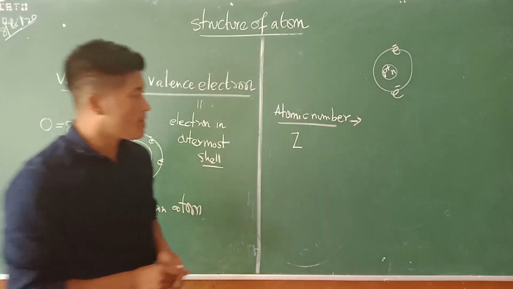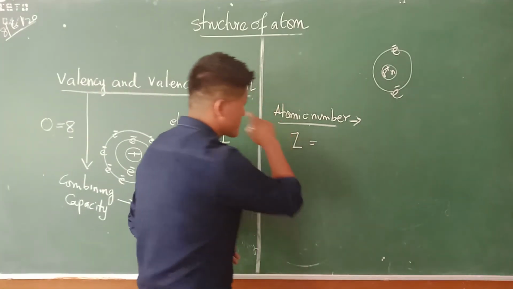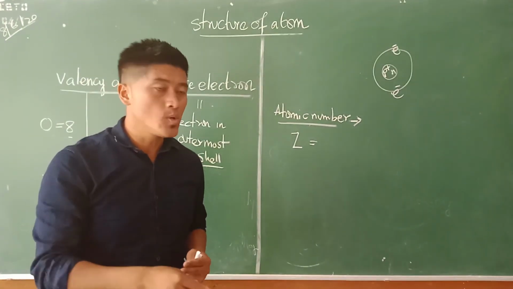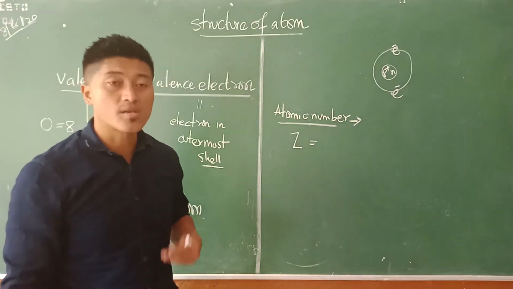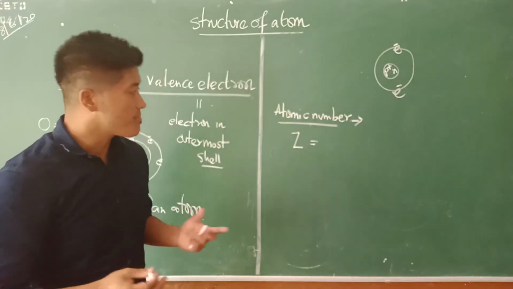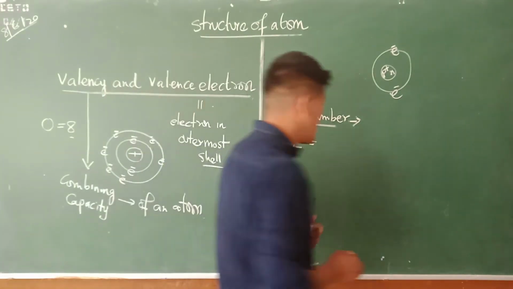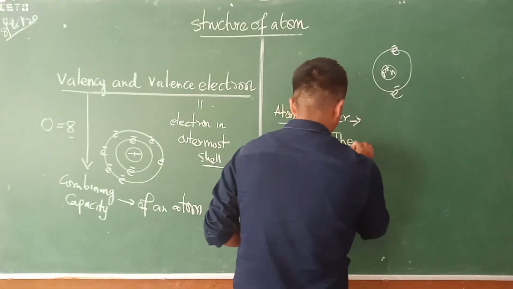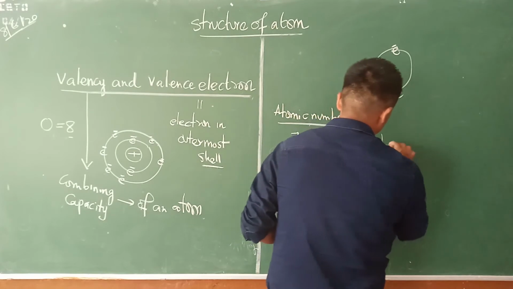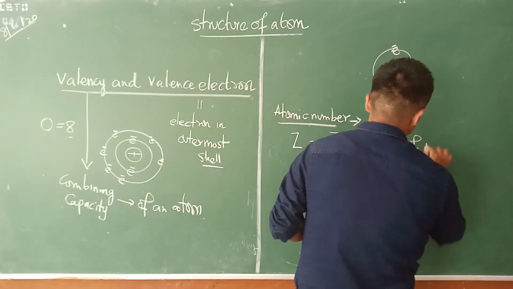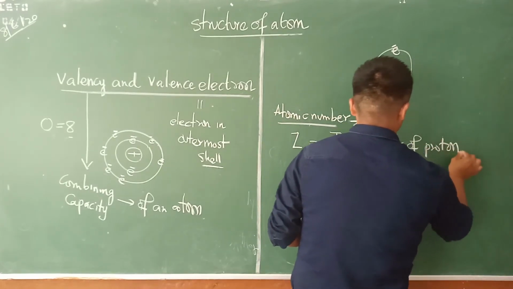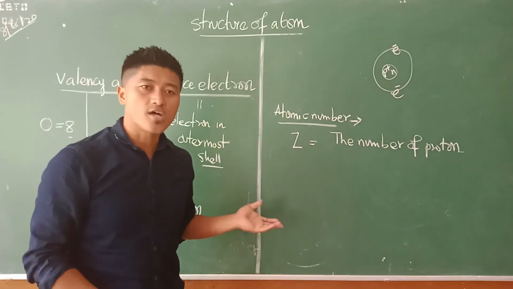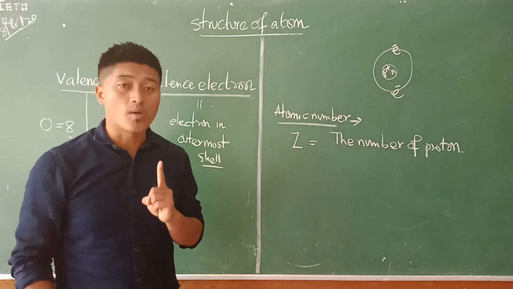Now, talking about the atomic number here. Let's say hydrogen is atomic number 1, helium is atomic number 2, and lithium is atomic number 3. Atomic number is also referred to as the number of protons. Is that clear? For example, hydrogen is referred to as atomic number 1. Why? Because it has 1 proton.